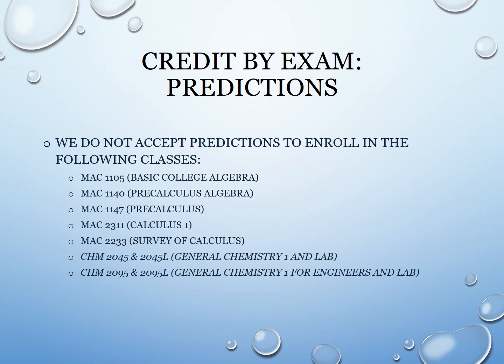As you can see, this is going to be classes that are leading up into calculus. So you've got that basic college algebra, pre-calculus algebra, pre-calc, Calc 1, and survey of calc. We will not accept predictions for any of those classes. The students actually have to show proof that they have those courses or those prerequisites met before they can move into the coursework.